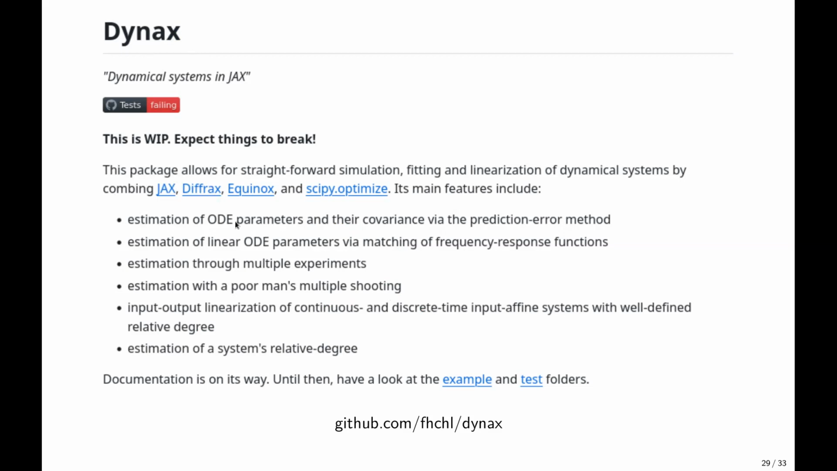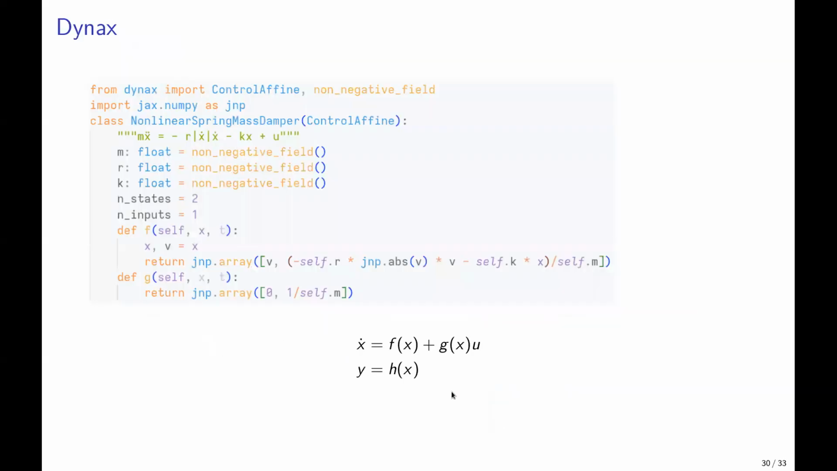For example, we can estimate ODE parameters, both the linear estimation of the parameters and the nonlinear estimation, and compute covariances of our parameter estimates. We can also fit to multiple experiments at the same time. So not only one sequence, but maybe you have multiple levels of an input signal and you want your model to be good over most of them. It also makes this input-output linearization very easy. I will come to this in the next slide. Exactly. So have a look at this if you're interested.